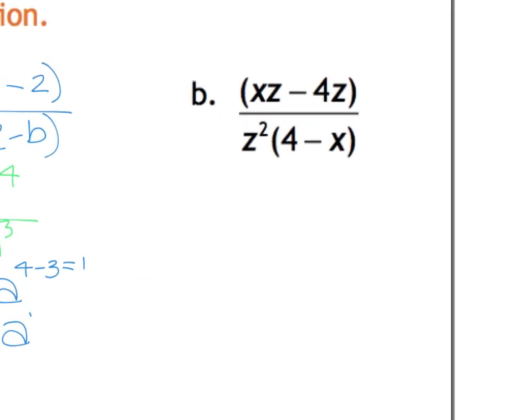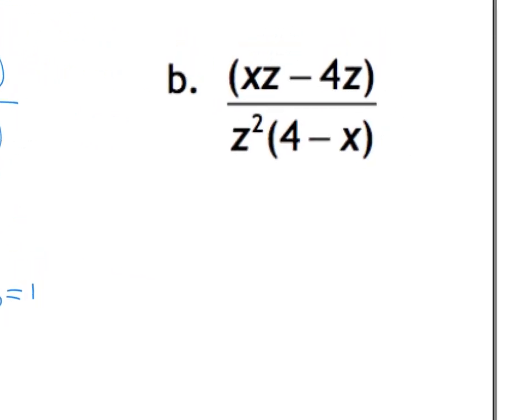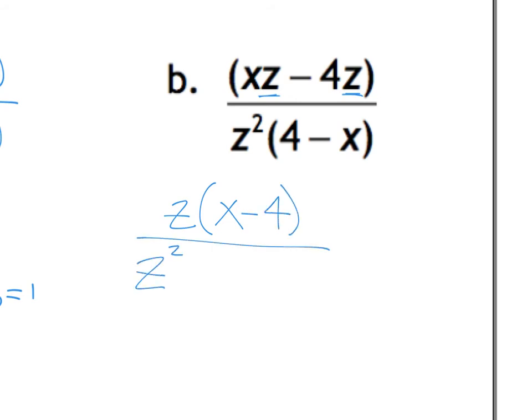All right, and lastly here, we're going to do the same thing, see if there's anything we can factor out in the top or bottom. In the numerator here, I see that I can factor out the z from both terms, the greatest common factor, so I get x minus 4 in my parentheses here. I have z squared on the bottom, and then 4 minus x.